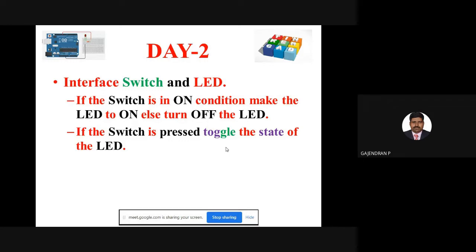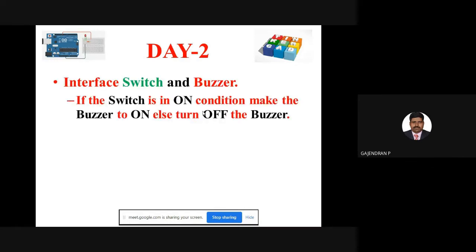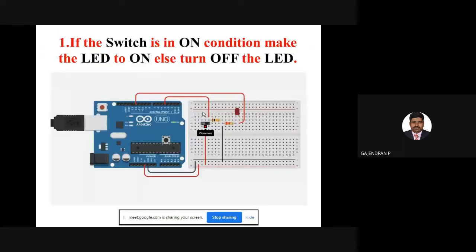Toggle means what kind of output we can observe here: if the LED is in on condition, if I press the switch, it will turn off. If my switch is in off condition, if I press the switch, it will turn on. So the alternate function we are going to create. We will check it one by one. First we will enter into the first task. The buzzer interface we will come to later.